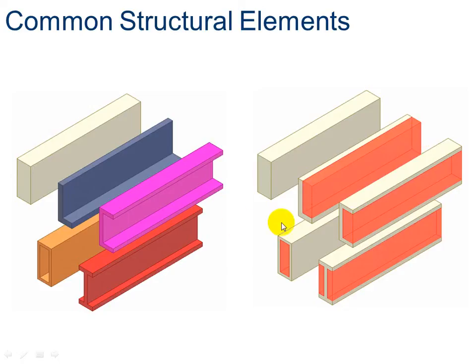The C-beam is a rectangular solid with this section cut away. The I-beam is this rectangular solid with these two sections cut away. And then this box is a rectangular section with the middle cut away.